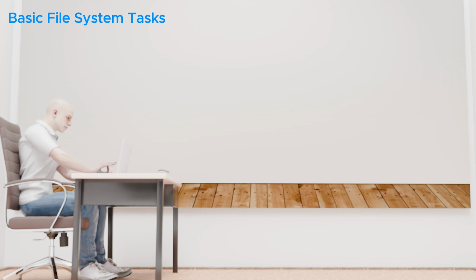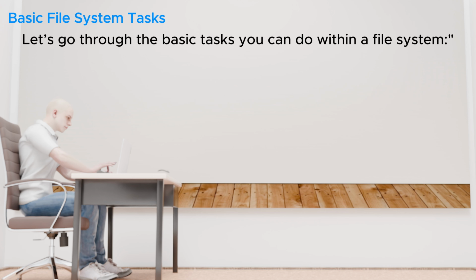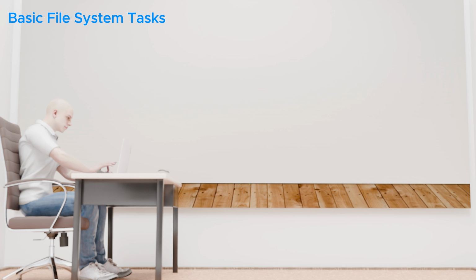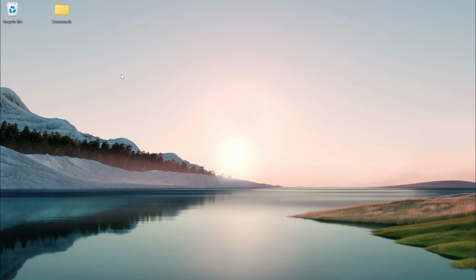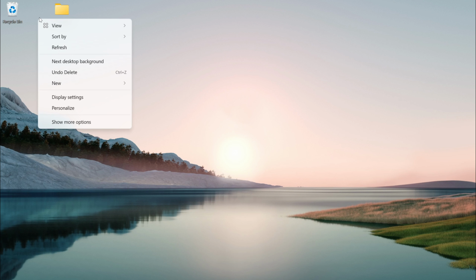Basic file system tasks. Let's go through the basic tasks you can do within a file system. Creating files and folders. You can create new files to store your data, like documents, images, or videos, and organize them into folders. Let's create folder cache. Right-click, select New and select Folder.